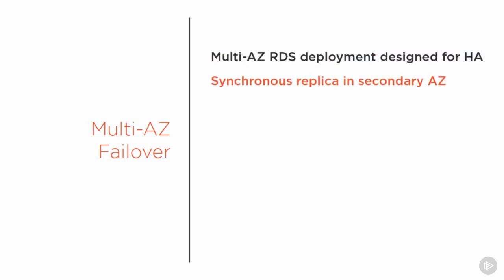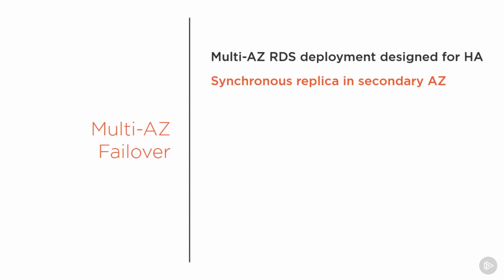So you have multi-availability zone failover. What that means is in an RDS deployment, when you're deploying it multi-availability zone, it's designed for HA. Now, the way that it's designed for HA is that it has synchronous replication to a secondary availability zone. So it's a master-slave type relationship. You have the master, which is the database that you're going to be doing your reads and writes to. That's going to be in one availability zone.